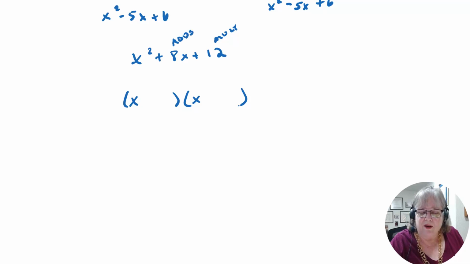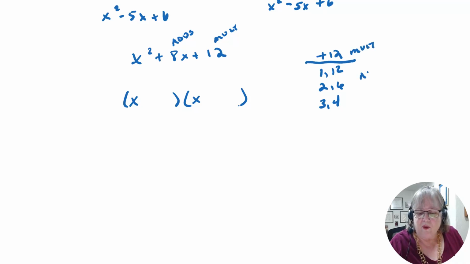So you'd go, okay, it multiplies to a positive 12, so they must be the same sign, both negative or both positive, but multiplies to 12. 1 and 12, 2 and 6, 3 and 4. Now it has to add to a positive, so if they're like signs, to multiply to a positive, they're going to multiply to 12. And one of these pairs adds to a positive 8x. So they must both be positive.